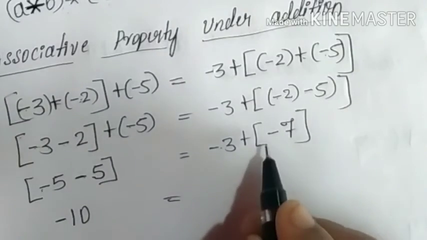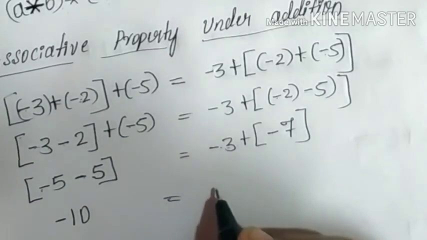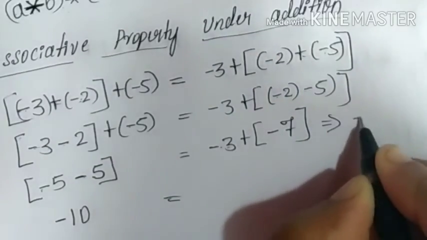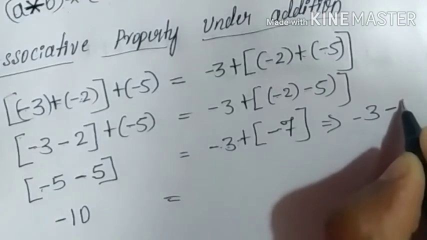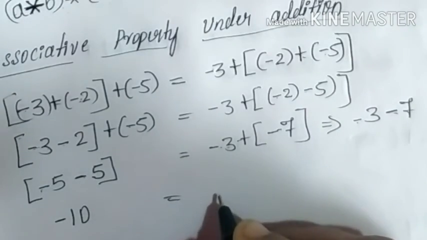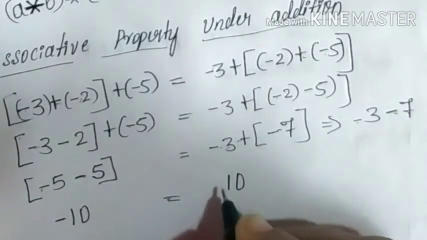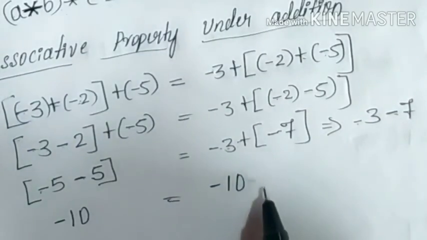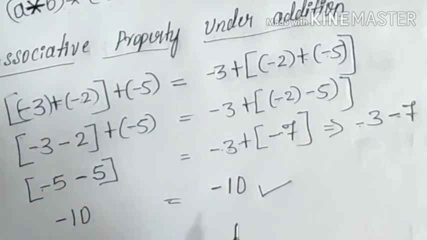Here minus 3 plus minus 7. Minus 3 plus minus is minus. See here, minus 3 minus 7 is what? We have to add these two numbers, 10. The greater number has the negative sign. Both are the same. Hence, integers are associative under addition.